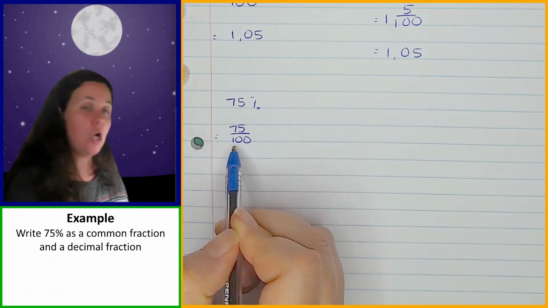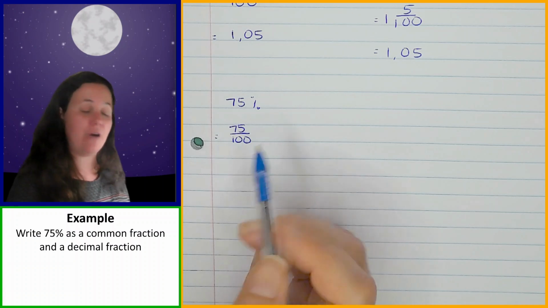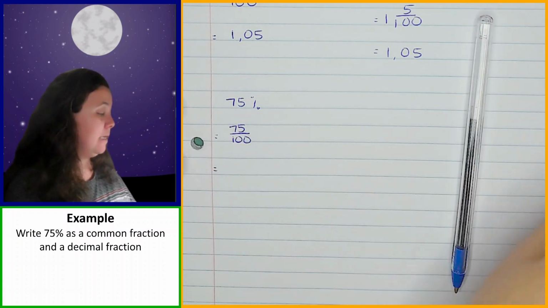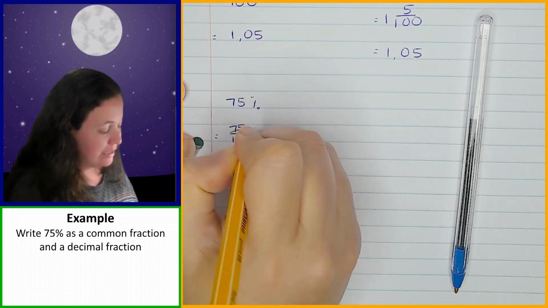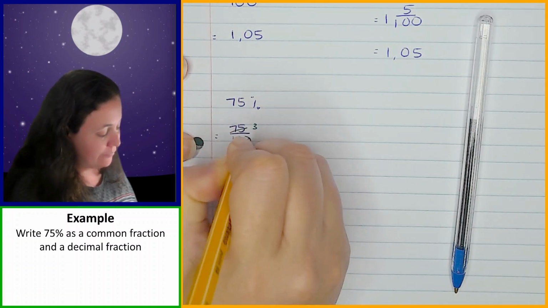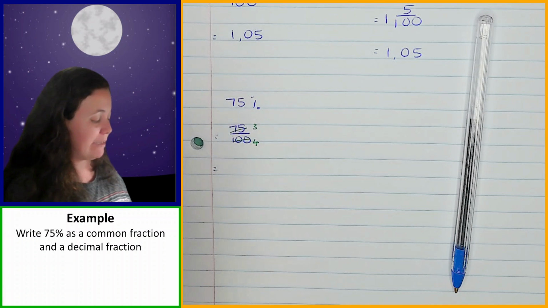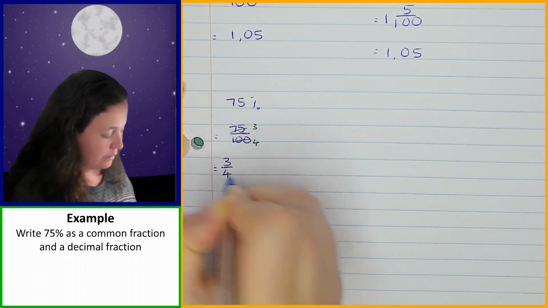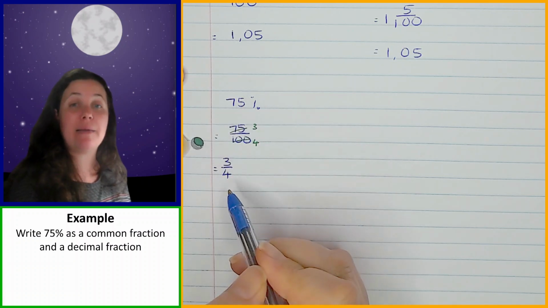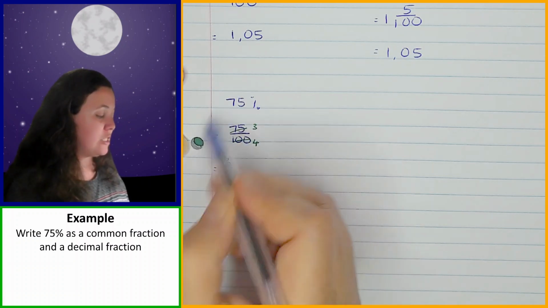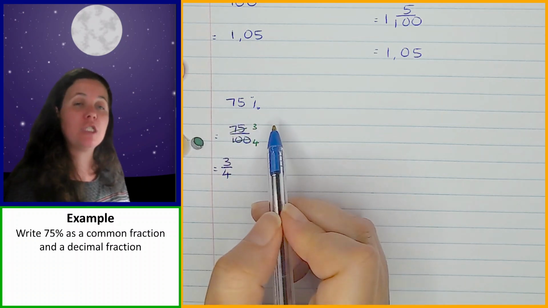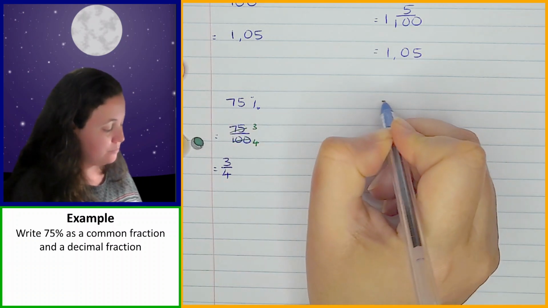Then once we've done that, we need to simplify it. To simplify it, I'm going to divide by 25. At the top, 25 goes in there 3 times, and 25 goes in the bottom 4 times. That gives me 3/4. So 75% is the same as 3/4. So that's converting it to a common fraction.